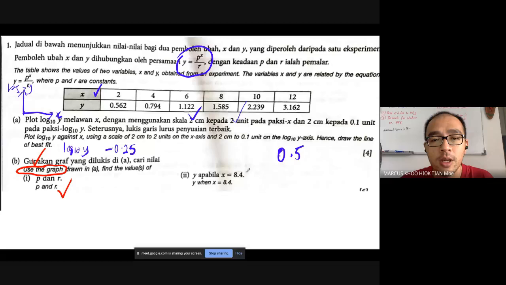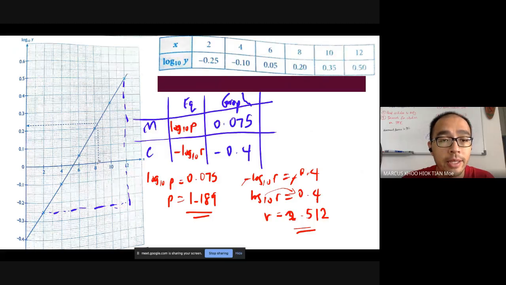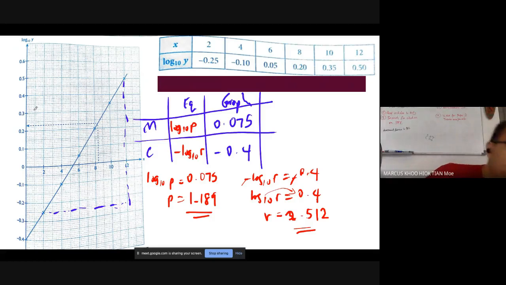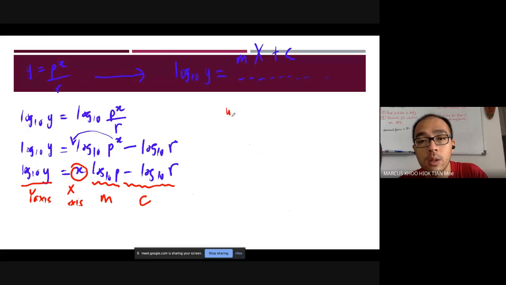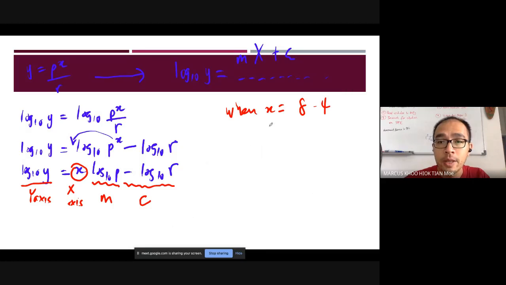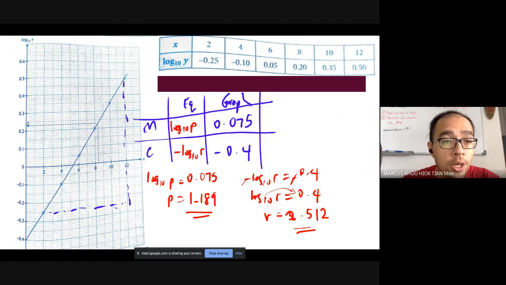But okay, last one: y when x equals 8.4. So use the graph. When x equals 8.4, we draw the value. Then we get about 0.2, according to this, 0.23. So when x equals 8.4, the value 0.23 is not y. This is wrong, because look at this 0.23, what is the label? Log 10y. This is also another common mistake. They think here is x so here directly is y. No.